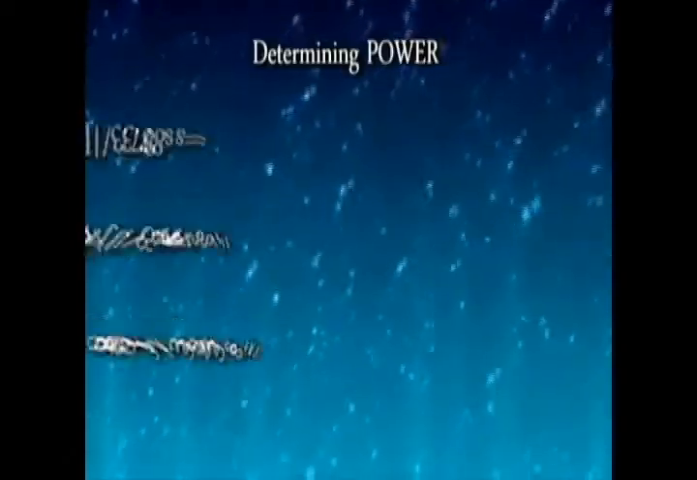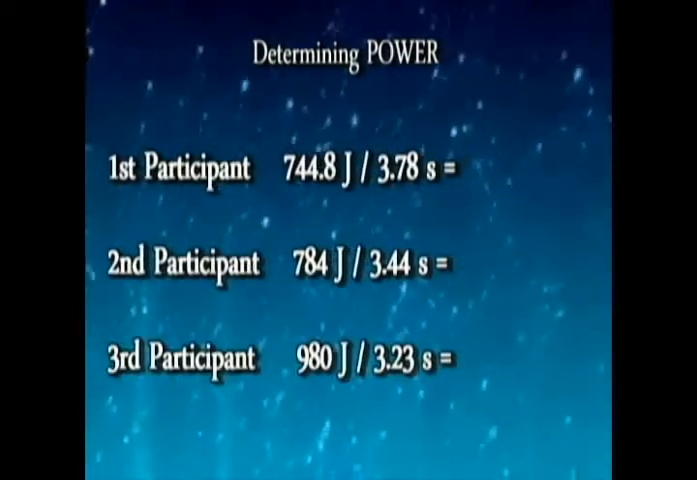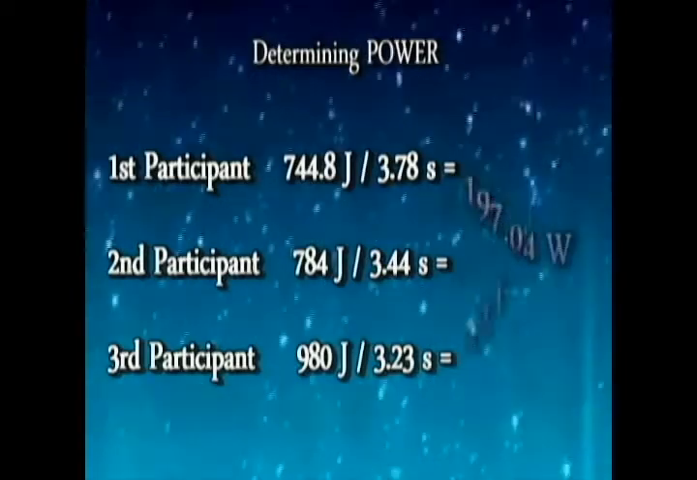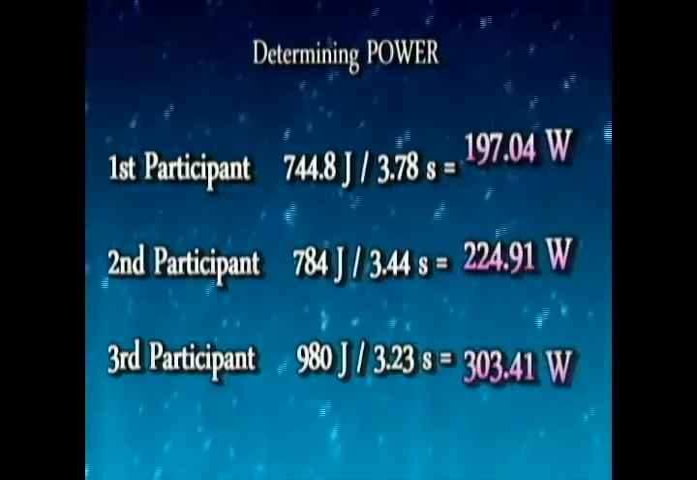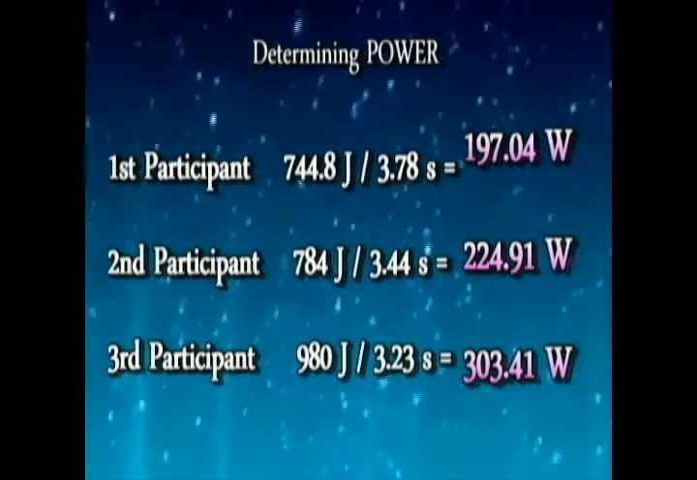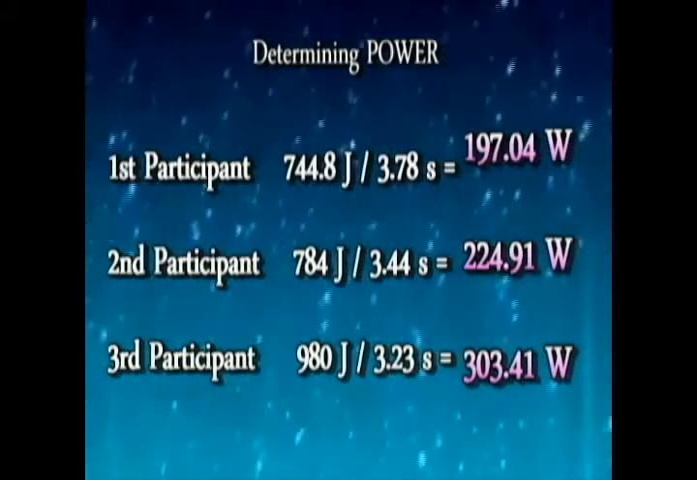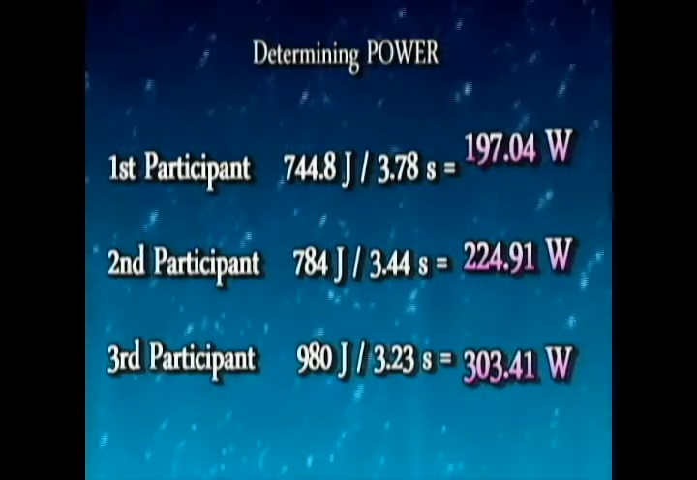Just divide each participant's work done by the time they finish the activity. The first participant consumed 197.04 watts. The second participant consumed 224.91 watts. And the third participant consumed 303.41 watts.